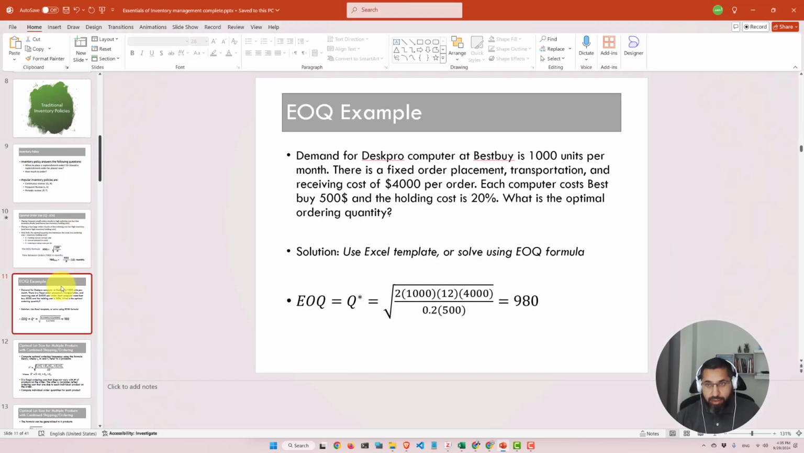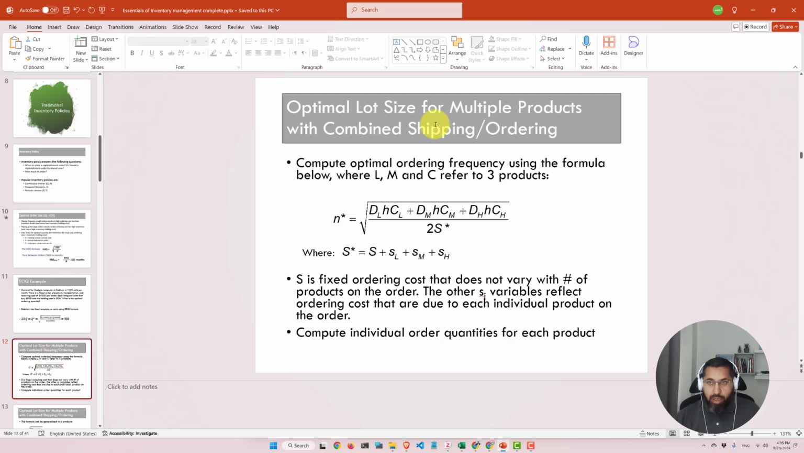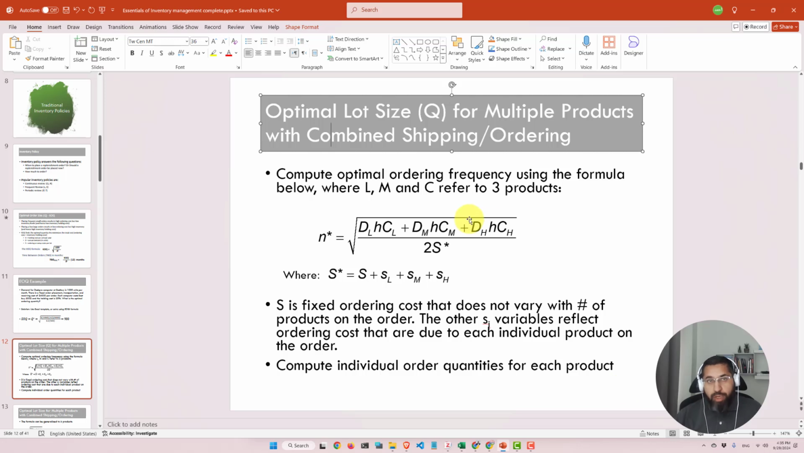So we go to the next slide. That's just an example. We go on. Optimal lot size, which is the ordering size, optimal lot size Q, for multiple products with combined shipping / ordering. So this is the formula we are going to use when we either have one supplier supplying multiple products, so that one supplier can obviously ship multiple products together in one shipment, or you have two or three or multiple suppliers in the same town or city, or close enough to each other that you can pick up material from all of them into one truck or one shipment and ship them.